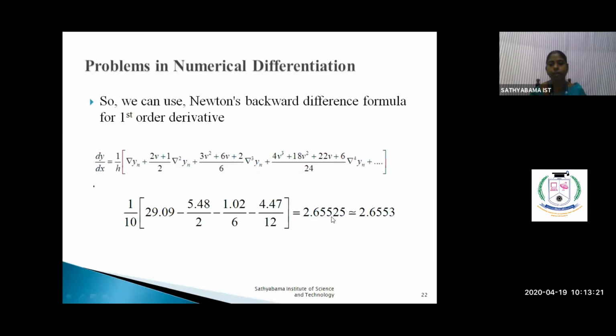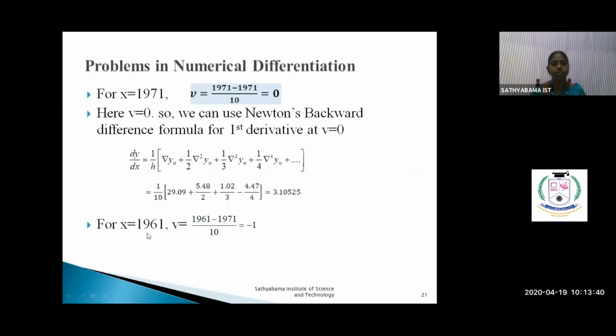If I want to correct this to 4 places, this 5 becomes 6. From the 5 you can take 1 to this number 2, so it becomes 2.6553, which is corrected to 4 places of decimals. So we found the rate of change of growth of the population in the year 1961 also.